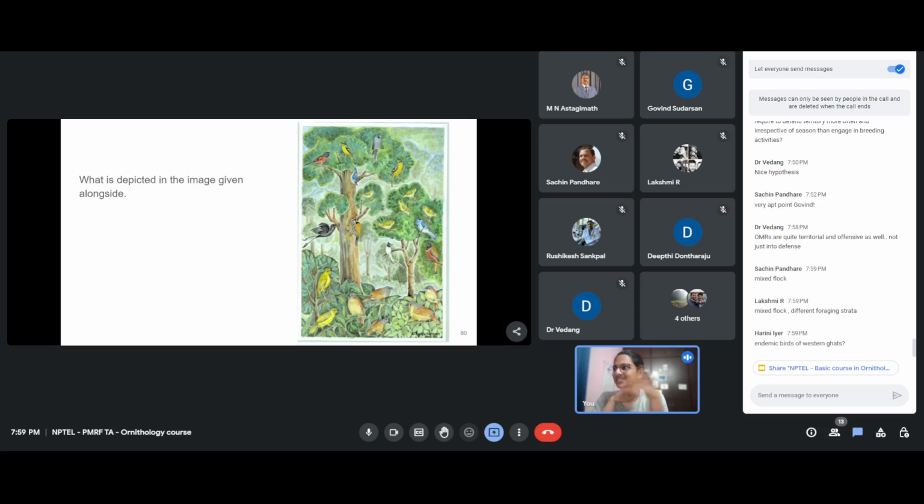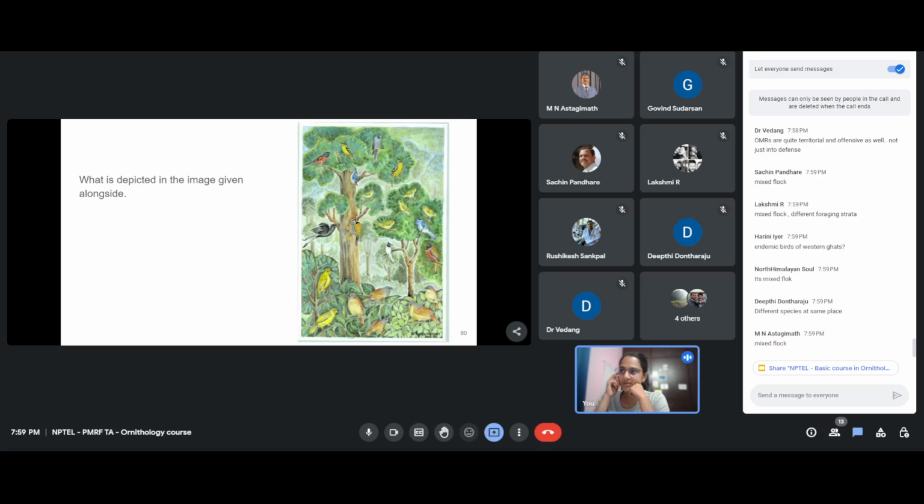Endemic birds of Western Ghats. Could you see different species at the same place? Okay, mixed flock, a couple of mixed flocks. Yes, it's actually a mixed foraging flock out here. I'm actually not sure of all the species, but I can identify some of them. Oh, okay, mixed species flock.